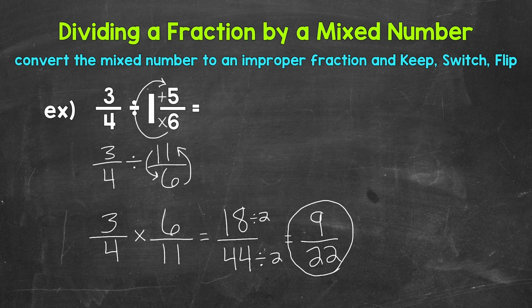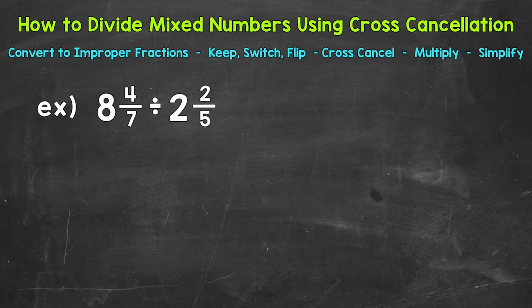So there's how to divide a fraction by a mixed number. Let's move on to dividing mixed numbers using cross-cancellation. Now let's take a look at using cross-cancellation. Let's jump into our example where we have 8 and 4/7 divided by 2 and 2/5. Now we use cross-cancellation when we get to the multiplying step, so keep that in mind.